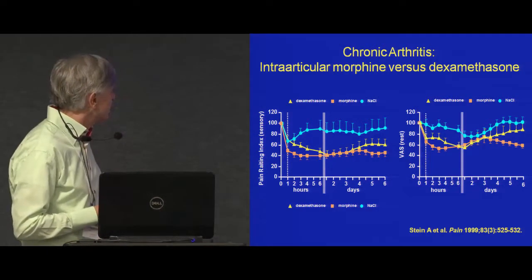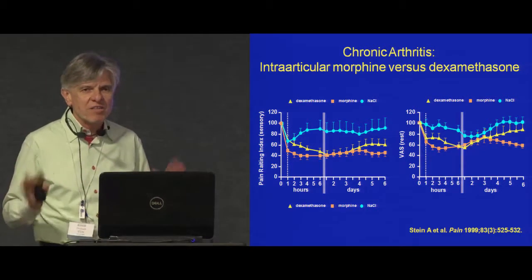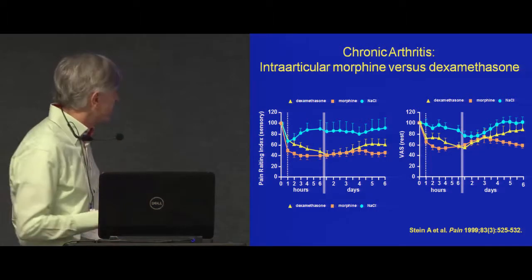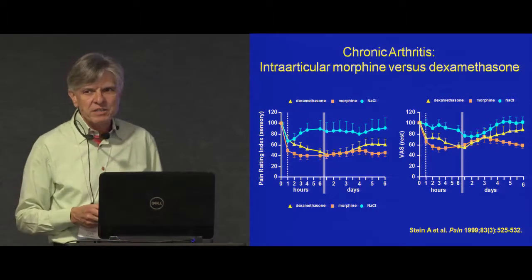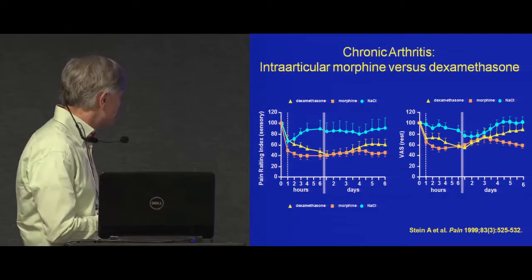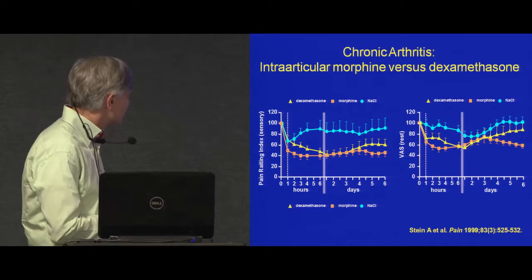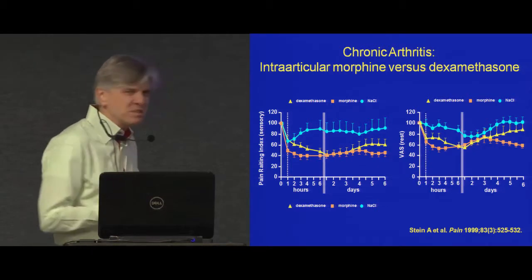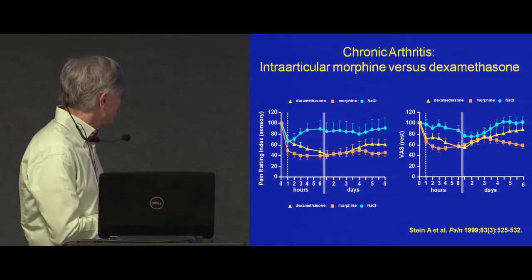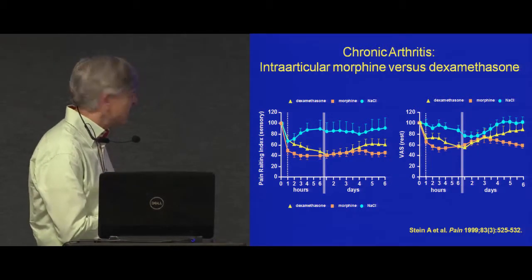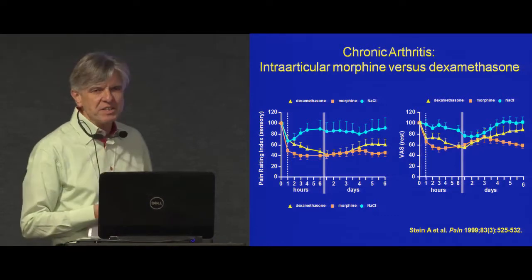So the next question was, does this also work in chronic pain, or is it only in acute pain? So this time we looked at chronic arthritis patients, two different groups. One group was the osteoarthritis group, and then we also had a rheumatoid arthritis group. We injected morphine, 3 milligrams, saline, and the third group received a standard steroid injection.